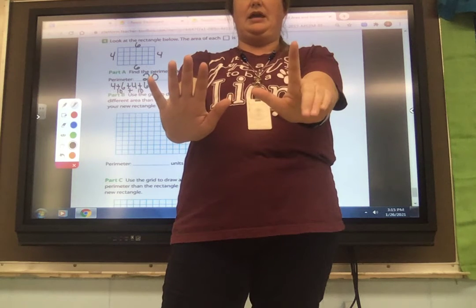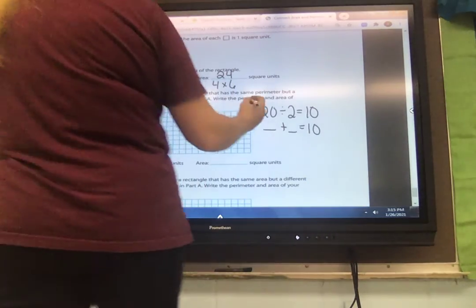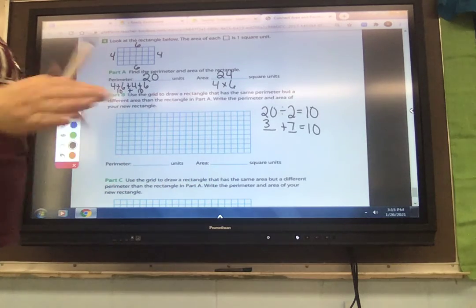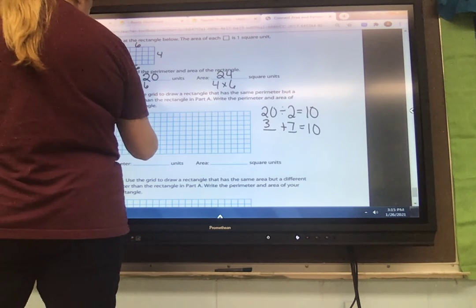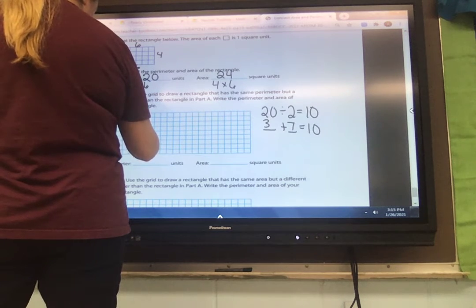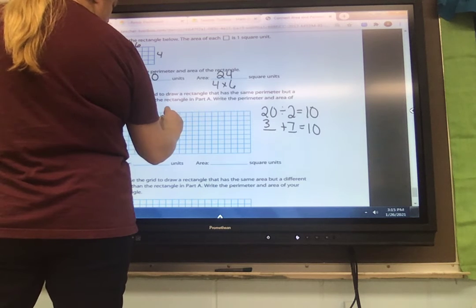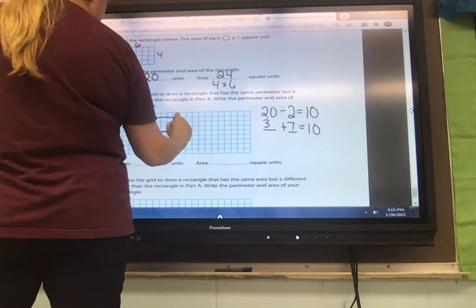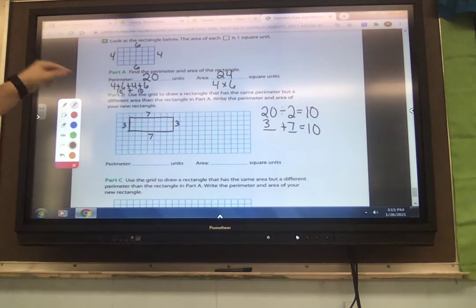What about 3 and 7? Let's try that one. Now, if you want to try something else, that's fine. You may not have picked 3 and 7. You might have picked something else. I'm going to go with 3 and 7. Okay? So I need 3 rows. 7 columns: 1, 2, 3, 4, 5, 6, 7. 3, 7, 3, 7. I need to make sure that my perimeter is the same.